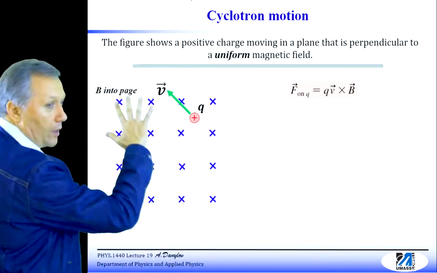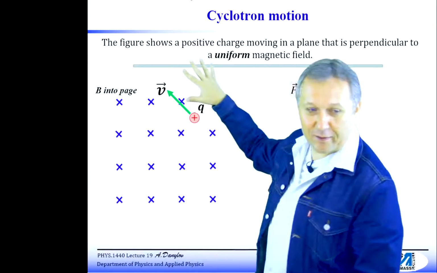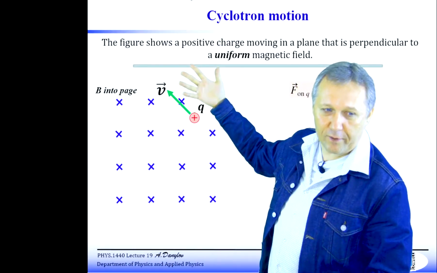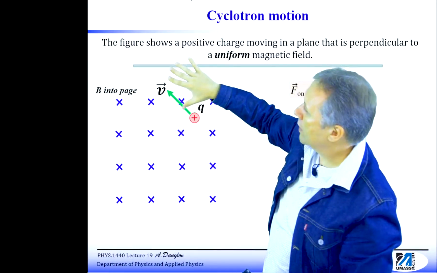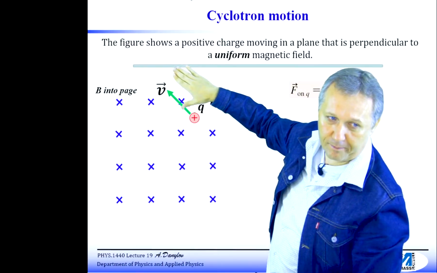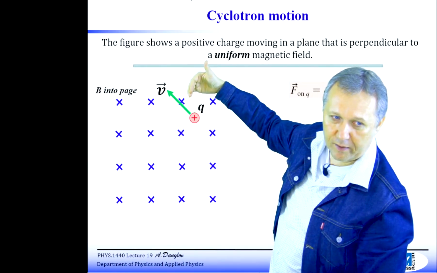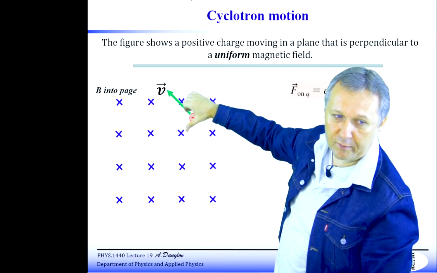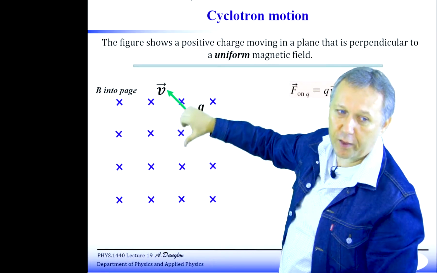So V cross B. Let me stand like this. V is that way, right? So I have to align my hand along V, and then B is into the board. So I need to orient my hand like this, so that I can bend my fingers into the board. You see, I'm bending my fingers into the board. And as a result, my outstretched thumb gives me the correct direction of the force acting on this particle. So it will be that way.